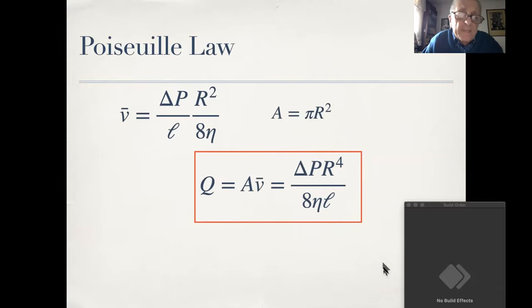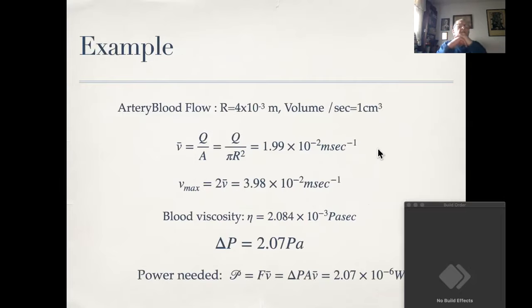All right. So that is the very important flow. And in what will follow, we will use it to solve some applications. Consider an example, which is actually a flow of blood in the main artery of a dog. The radius of that artery is about 10⁻³ meter. And we consider a flow of blood through this artery, which is 1 cubic centimeter per second.